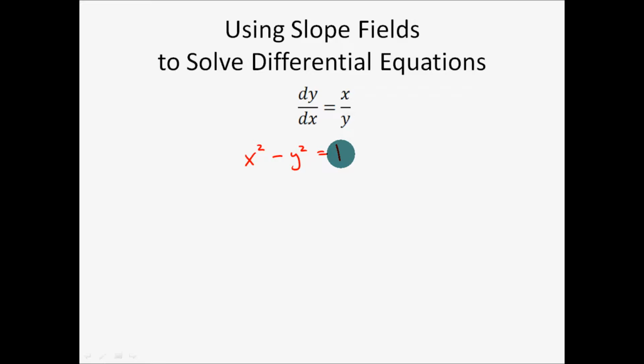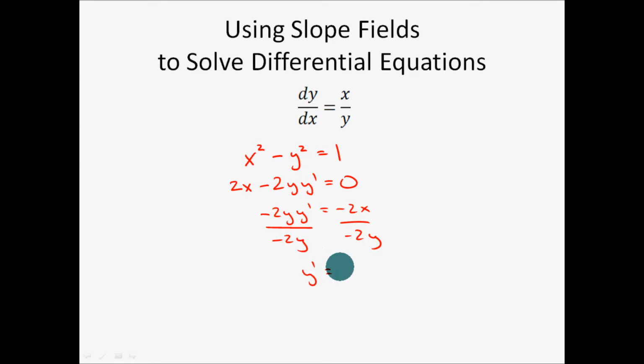Do you remember implicit differentiation? Let's give that a shot. We're going to take the derivative of both sides with respect to x. Remember, the derivative of a constant is 0. And when we take the derivative with respect to x of something with y, we have to use the chain rule. Now let's solve for y prime. Let's subtract 2x from both sides, and divide by negative 2y. We get y prime, which is really the same thing as dy dx, just different notation, equals x over y.